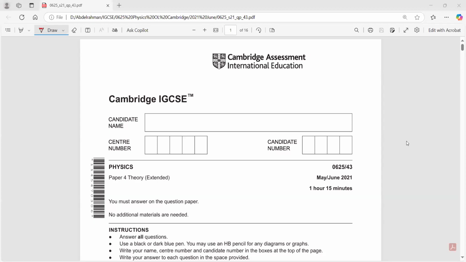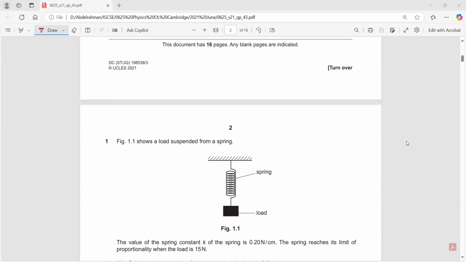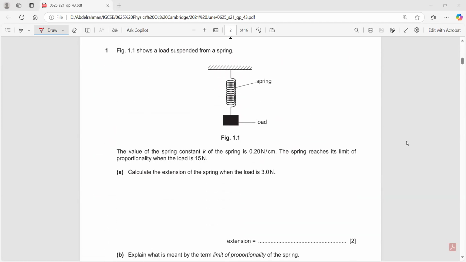Okay, May/June 2021, paper 4, variant 3. Question 1 shows a load suspended from a spring. The value of the spring constant k is 0.2 newtons per centimeter. The spring reaches its limit of proportionality when the load is 15 newtons.